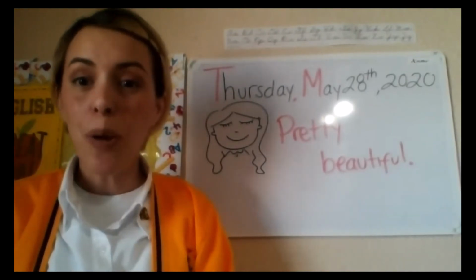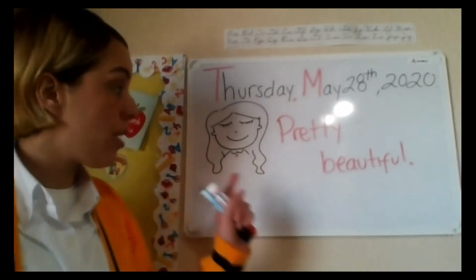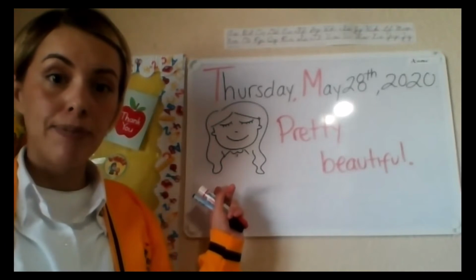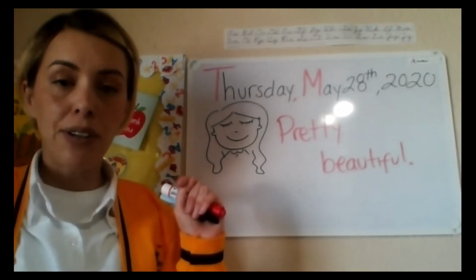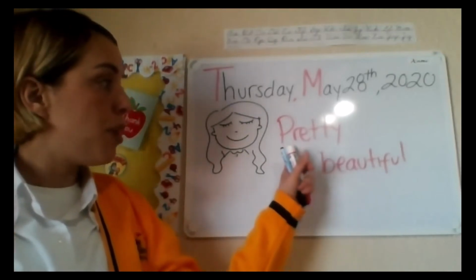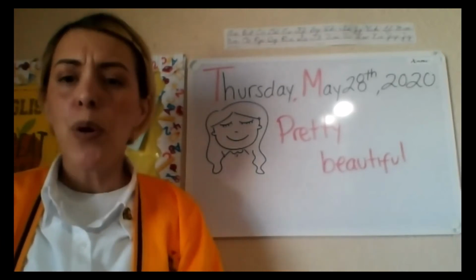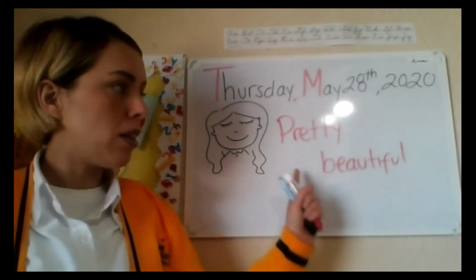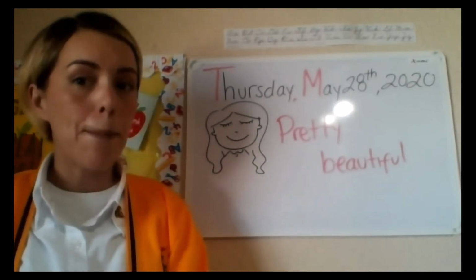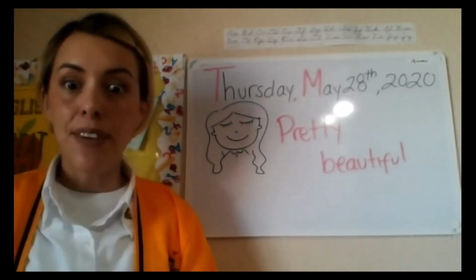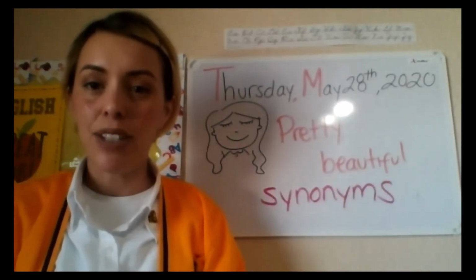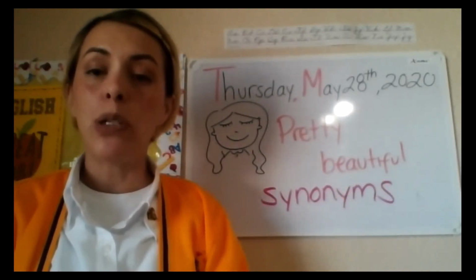Hello kids, welcome back. Now I want you to look at this picture. Is that a girl or a boy, Kika? Very good, it's a girl. Now, Mikel, can you help me read the words? Yes, pretty and beautiful. Now, who can tell me what those words are? Are they synonyms or antonyms, Brian? Very good. Those are synonyms. Synonyms are words that have the same or similar meaning.